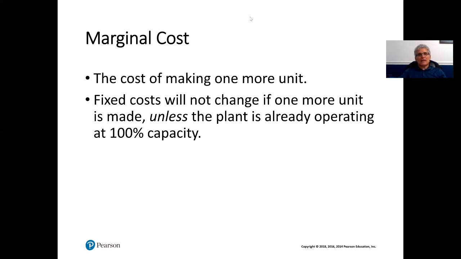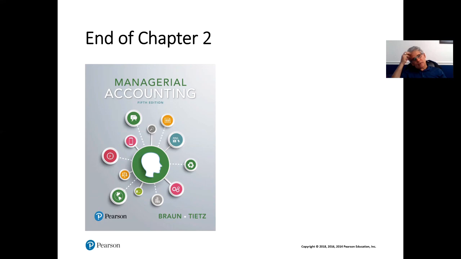Well, fixed cost will not change if one more unit is made. The rent is not going to go up if we're just going to produce one more unit. So we're really looking at just the costs that will change. More specifically, fixed costs will not change if one more unit is made unless the plant is already operating at 100% capacity. If you're at 100% capacity, you're going to have to go lease another building. Unless you're at 100% capacity, your fixed costs will not change. Okay, that concludes chapter 2.